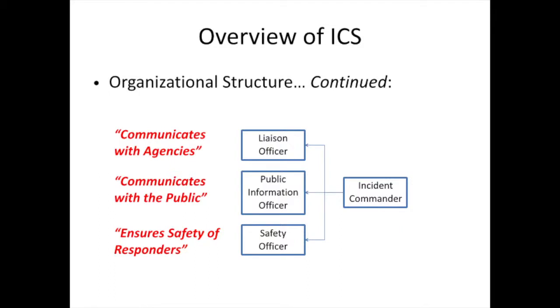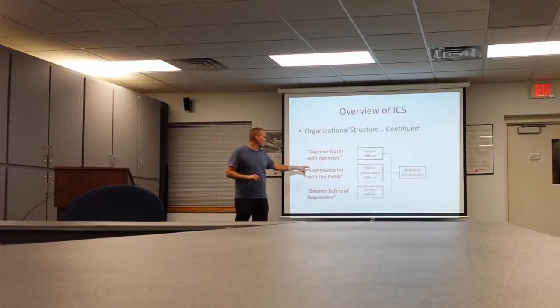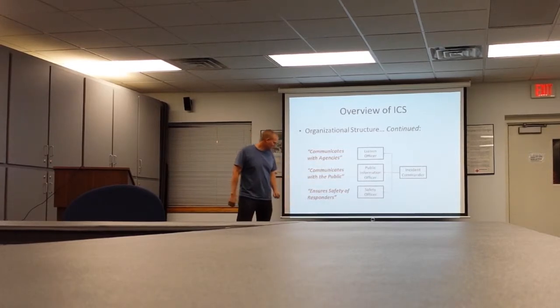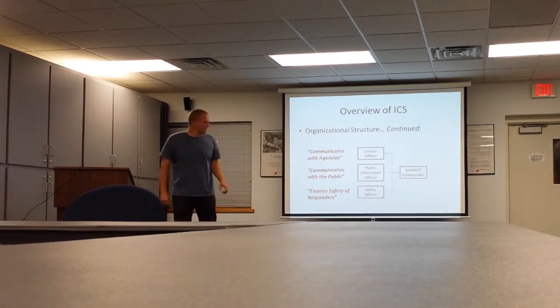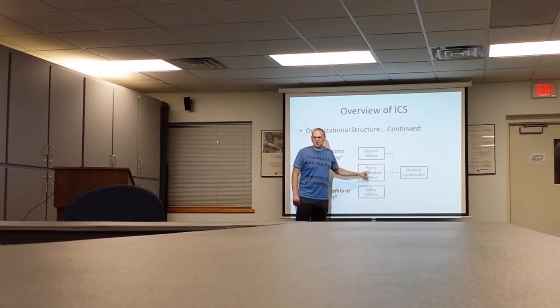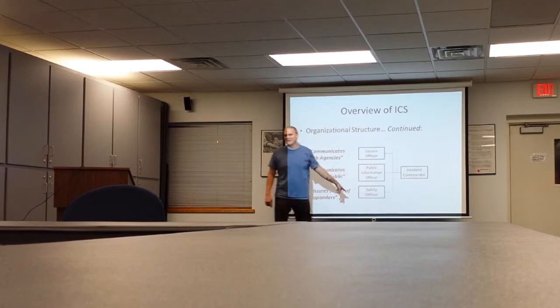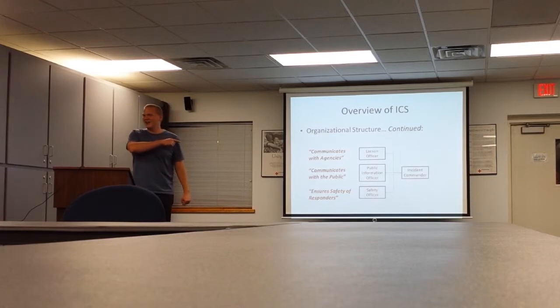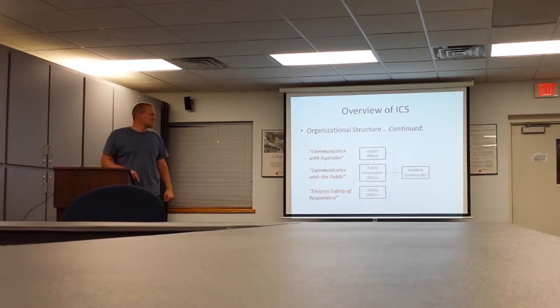So just a little bit of expansion on that. In larger incidents, an incident commander could have these positions working for him or her. The liaison officer who communicates with agencies, the public information officer who communicates with the public, and the safety officer who ensures safety of responders. Again, incident commander doesn't need to have a person in all these things, but if he or she doesn't, they need to do them themselves. They need to think about those things all the time because that's a key component to being the guy in charge, is doing those three things.